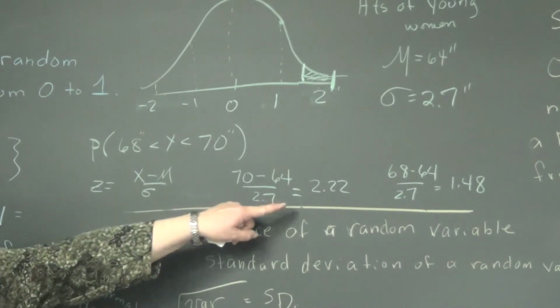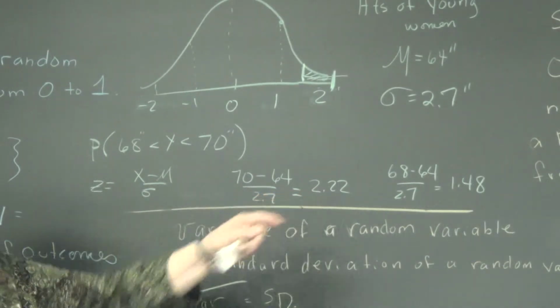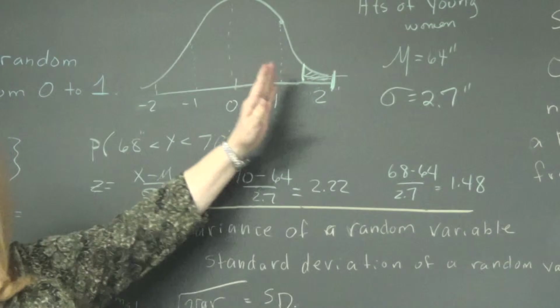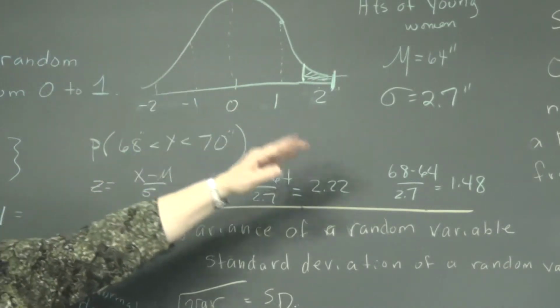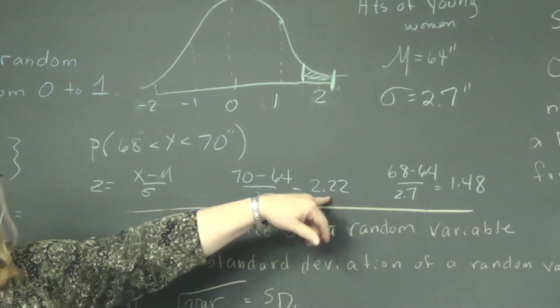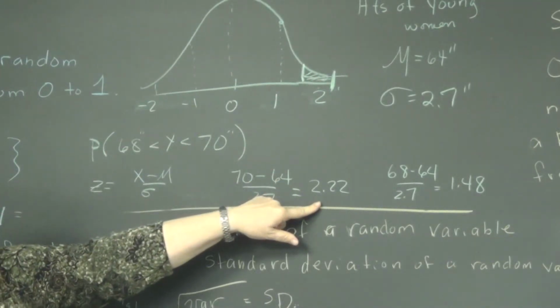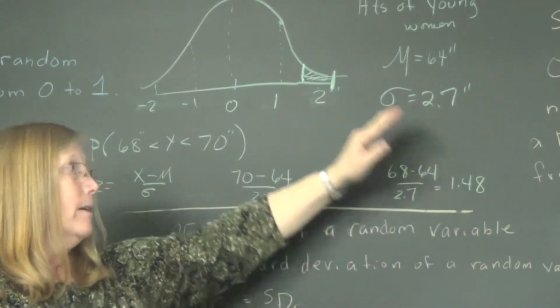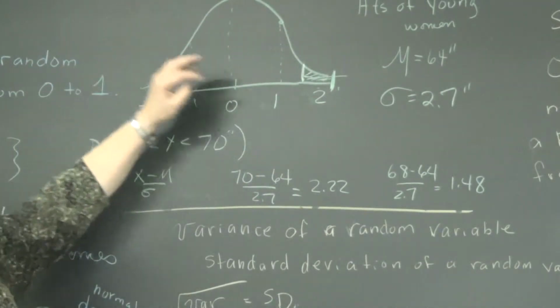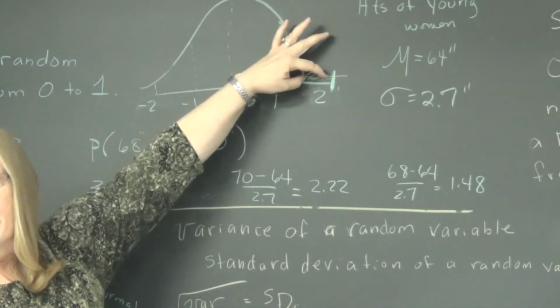So we have to go to chart A and find the area. The area is always to the left, below the value in the chart. So I'm going to get the area under the chart for 2.22, and then I'm going to get the area below 1.48, and I'm going to subtract the two to get this area.